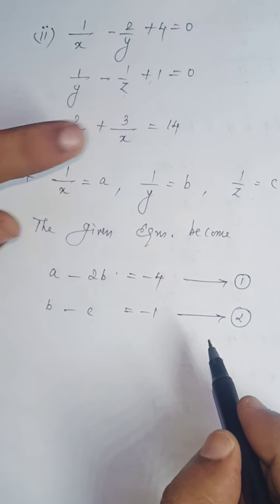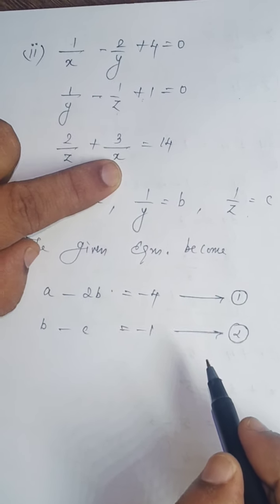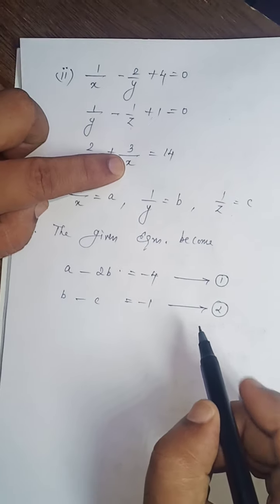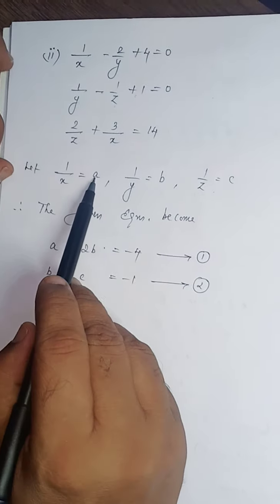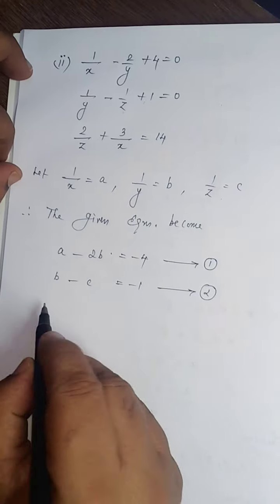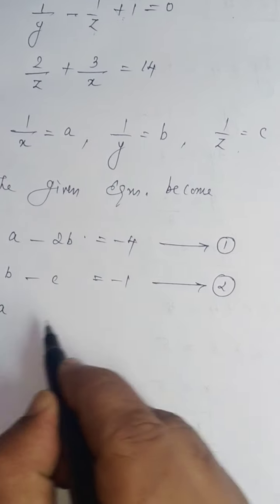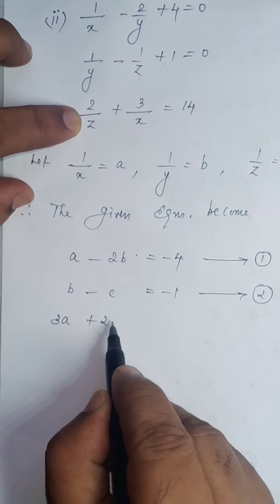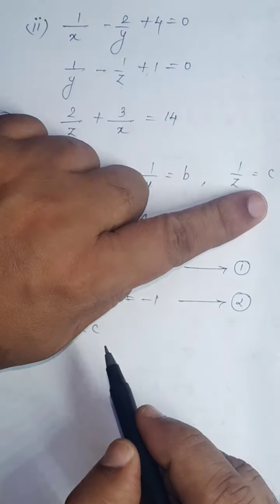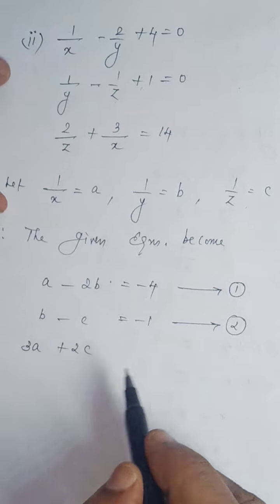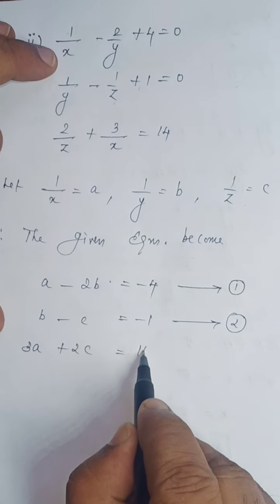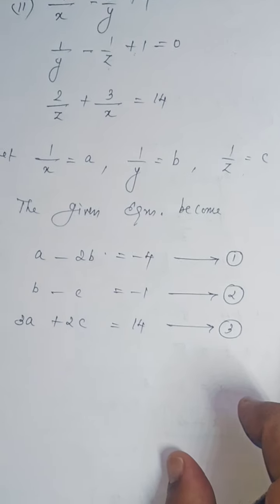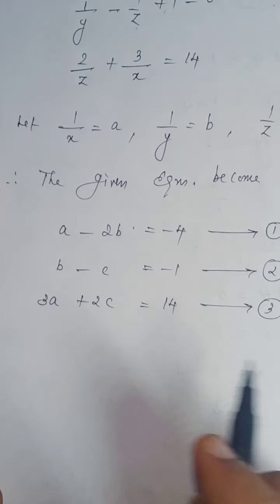Now first write them in order. First x, then y, no y at all, finally z. So 3 by x, that is equal to 3a, because 1 by x equals 1a means 3 by x equals 3a. Then 2 by z, that is equal to 2c, because 1 by z equals c, 2 by z equals 2c. That is equal to constant 14. Equation number 3. Now you have to solve the 3 equations by elimination method.